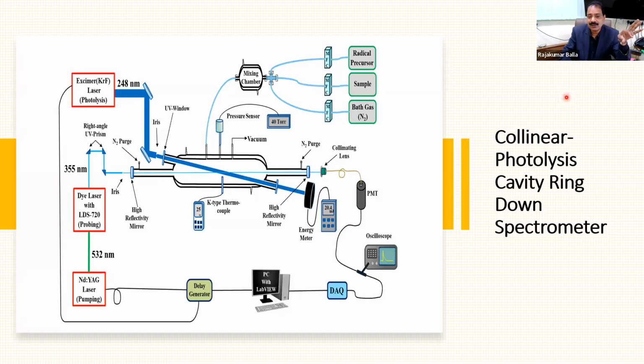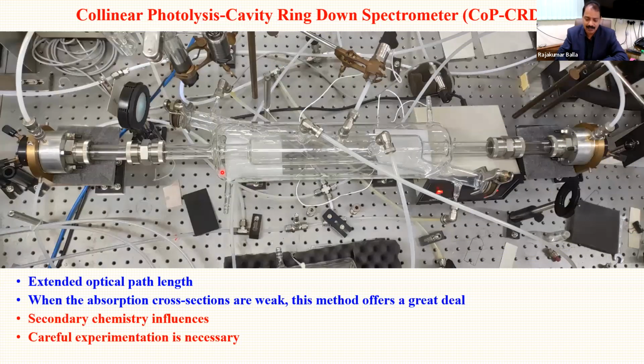And then this is another one, a collinear one. This is used particularly when the absorption cross sections are weak. You want a much longer path length, which means the interaction time is very, very long. That's what it is. All other parameters are the same. Now this is the cell. This is a different kind of CRP spectrometer.